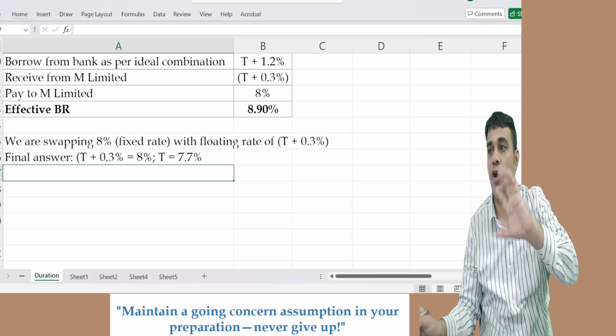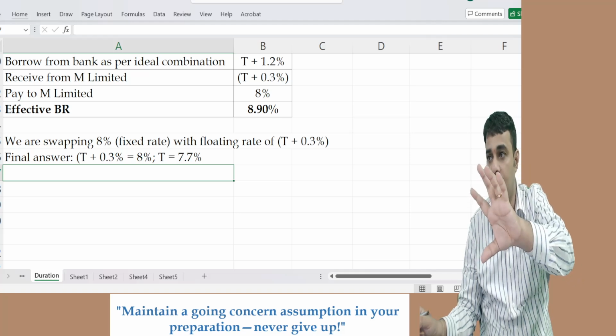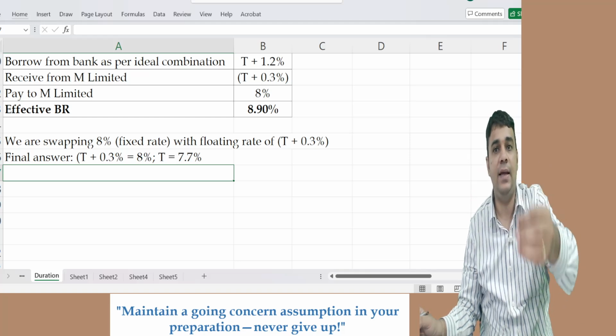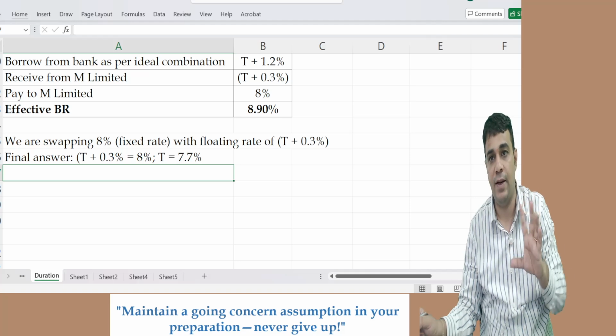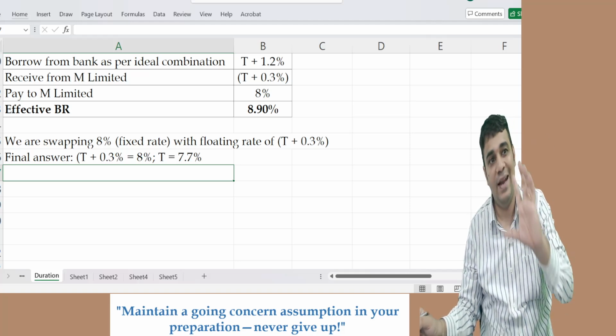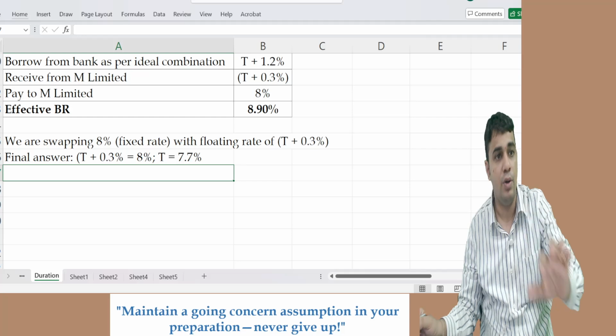Indirectly, the swap will not happen at T plus 0.3 equal to 8. Why should I add 0.3 in the first number? I will pay T, the other party will pay me 7.7. The 0.3 is knocked off. Net swap is T is equal to 7.7.